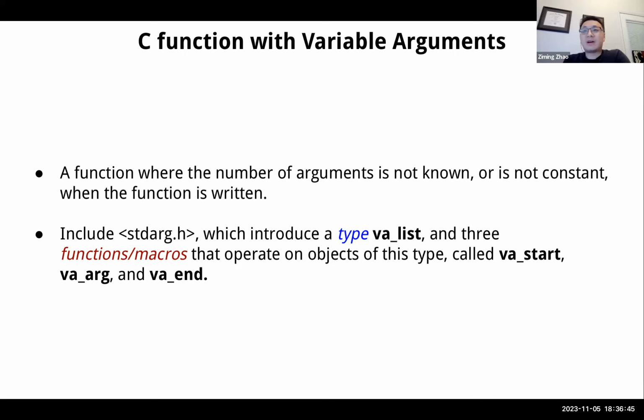To implement such a function, you need to take advantage of the C type va_list, which means variable argument list. This is a type defined in the C library, and it is defined in stdarg.h. There are 3 associated functions as well: va_start, va_arg, and va_end. Obviously, like I said, va stands for variable arguments here.